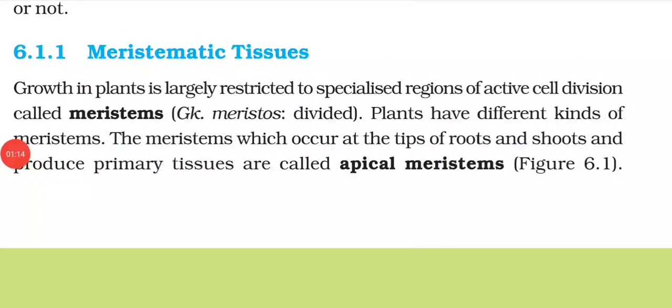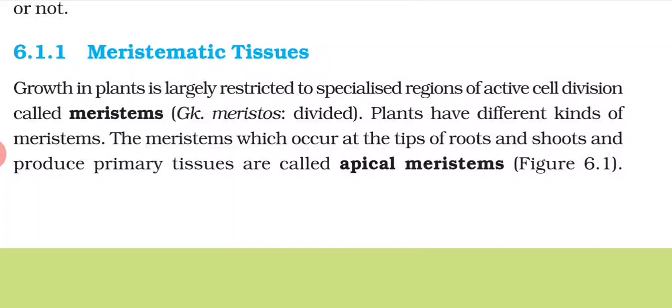Whenever we observe the growth of any plant, we can easily find that the growth of a plant is restricted to a particular portion. A particular region is there where the cells are dividing, and that dividing portion is known as the meristem. Plants have different kinds of meristem. On the basis of their position, we can divide them into different parts.